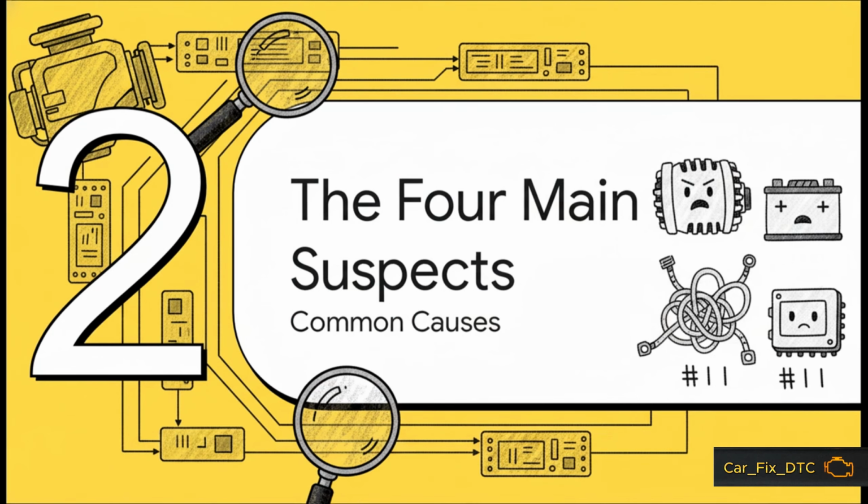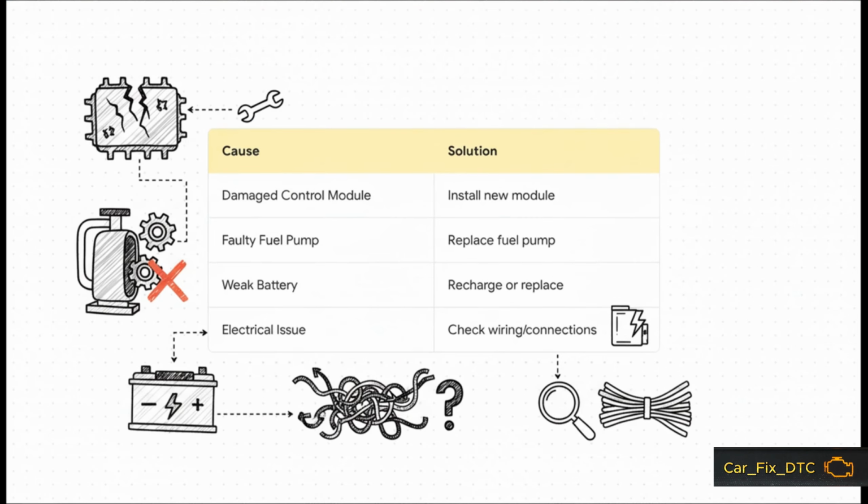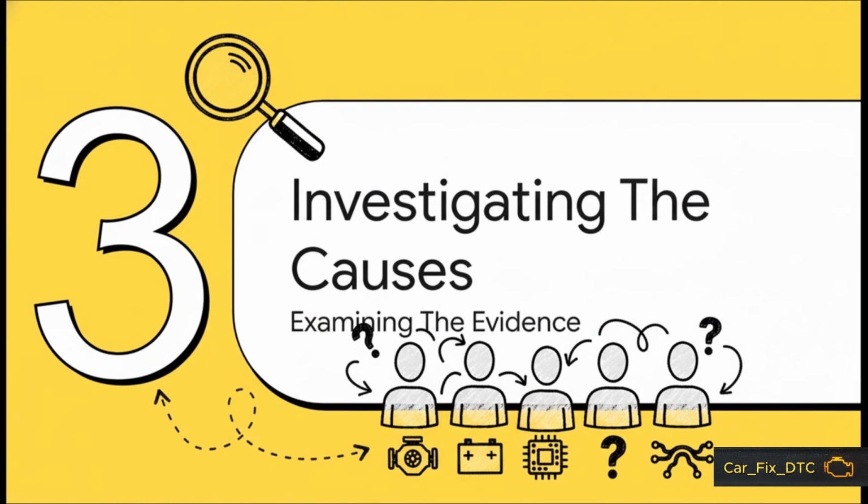So now that we know where the crime scene is, it's time to do what any good detective would do: line up the usual suspects. And when it comes to code P062A, there are 4 main culprits that are almost always behind it. And here they are. You've got a damaged fuel pump control module, a faulty fuel pump, a weak battery, or some kind of general electrical issue. Now, the good news is each one of these has a specific fix. Our job now is just to figure out which one is guilty. Okay, detective hats on. We are going to investigate each of our 4 suspects one by one and see exactly where the evidence leads us.